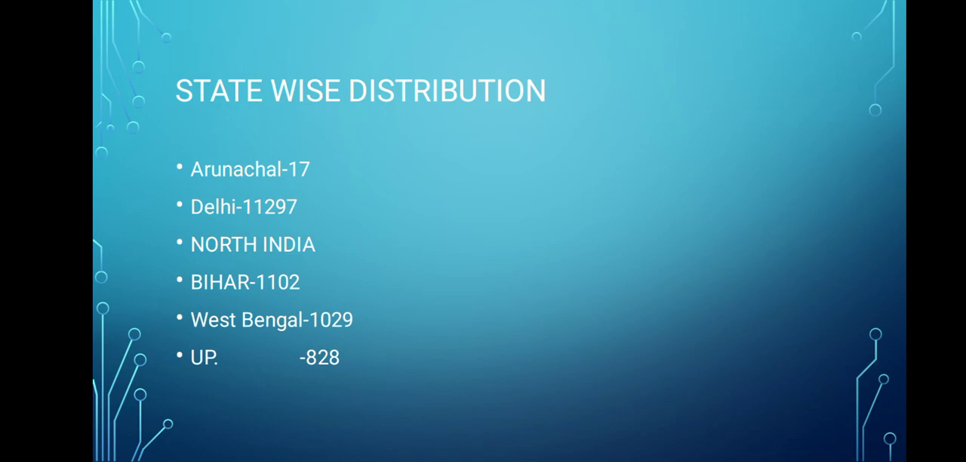North India, because of its plain area, is highly populated. In Bihar, the density of population is 1102, West Bengal has 1029, and Uttar Pradesh has 828 persons per square kilometer. This cannot be called a low density of population. It is high. These states are highly populated areas.